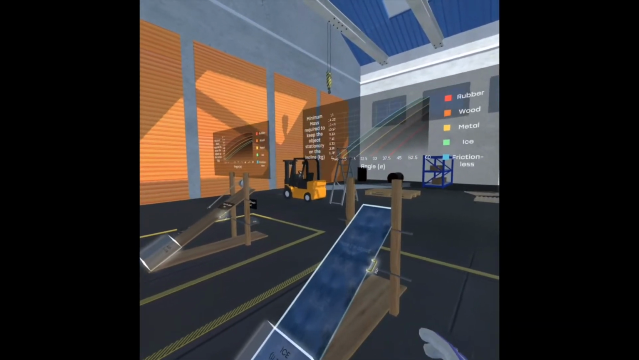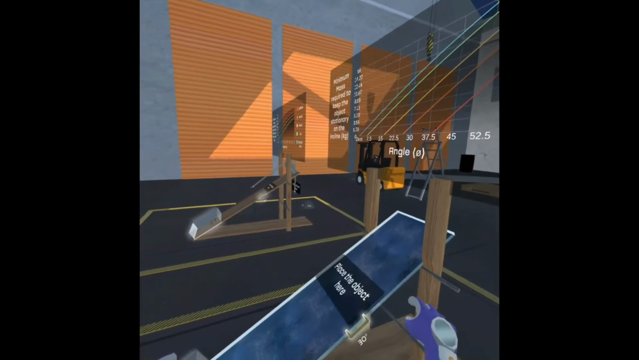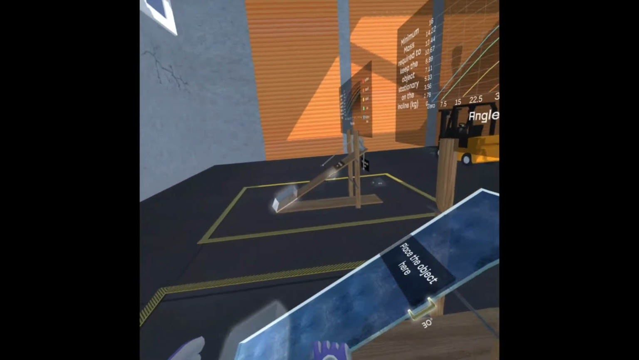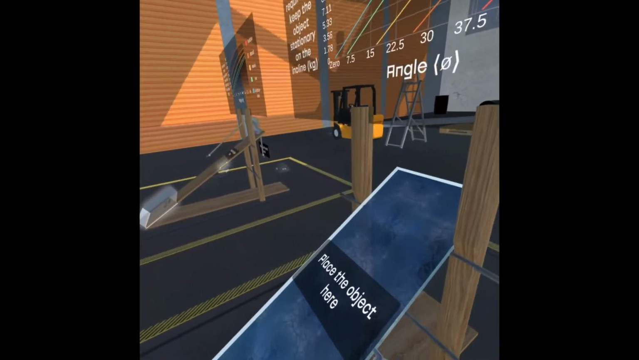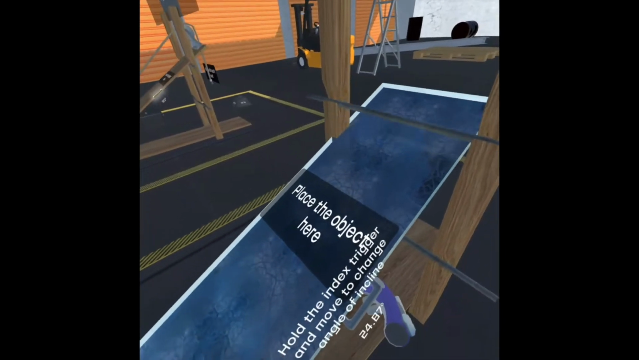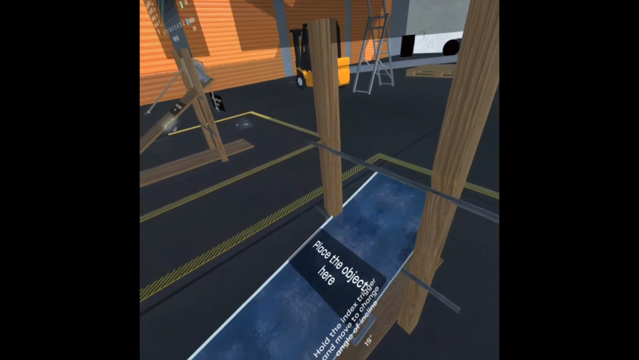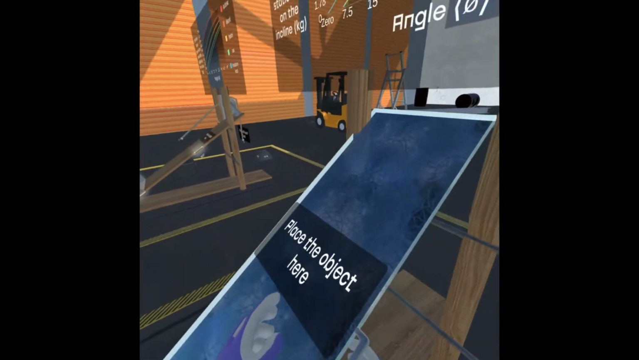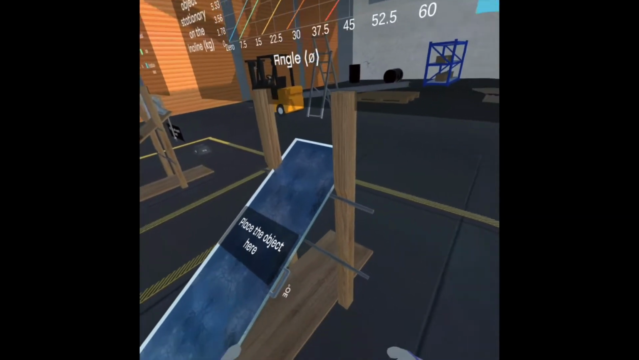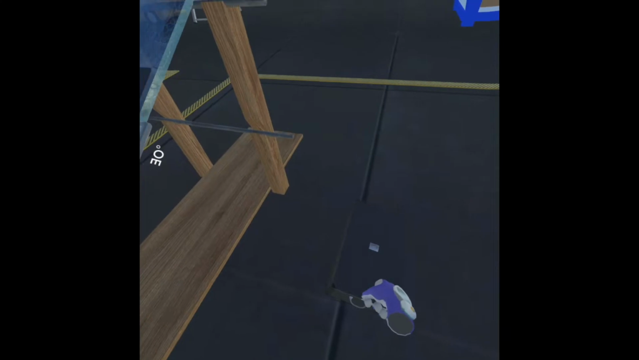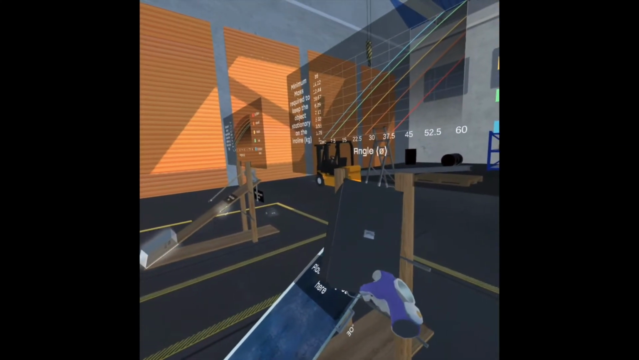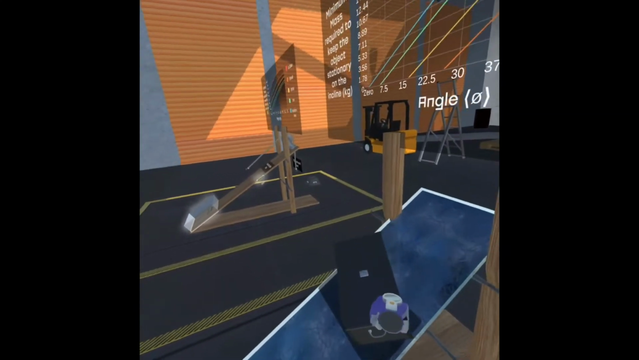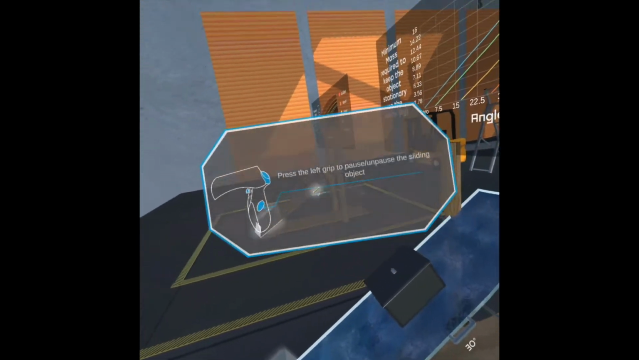Over here, we can see that there is an actual inclined plane. Right now it's at 30 degrees. I can pick it up and I can move it. So this is at 15 degrees. For today, I'm going to go ahead and put it at 30. And then I can pick up this object on the ground and place the object on the plane.